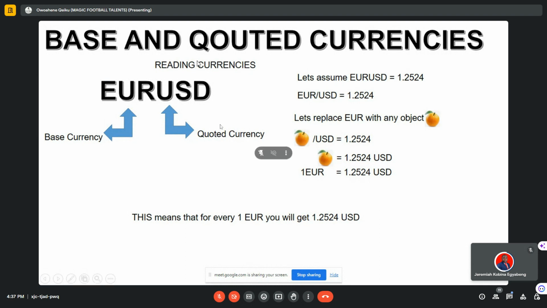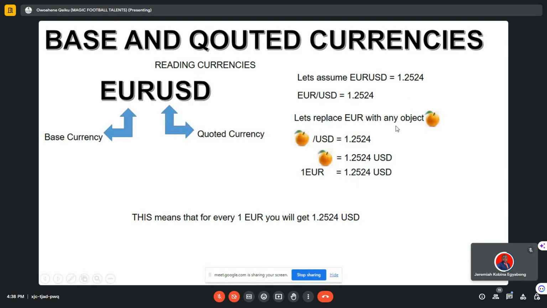You trade CAD against the dollar, for example. Now you see the currencies. Take Euro USD. In Euro USD, the base currency is the Euro, the first currency, and the counter currency is the USD. When you say Euro USD, the price here is 1.2524.